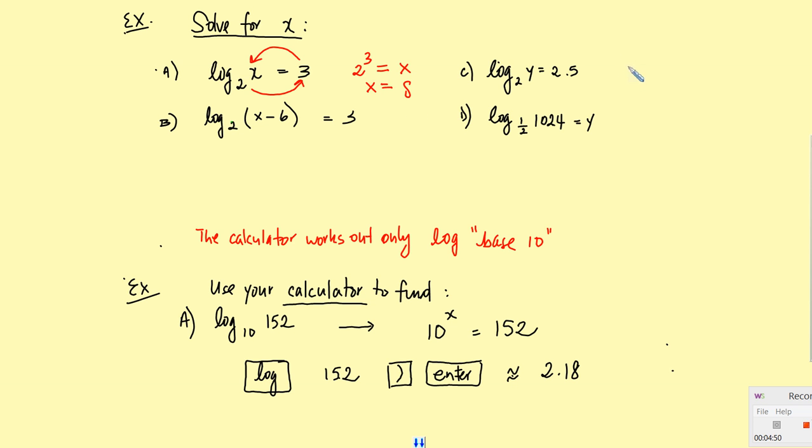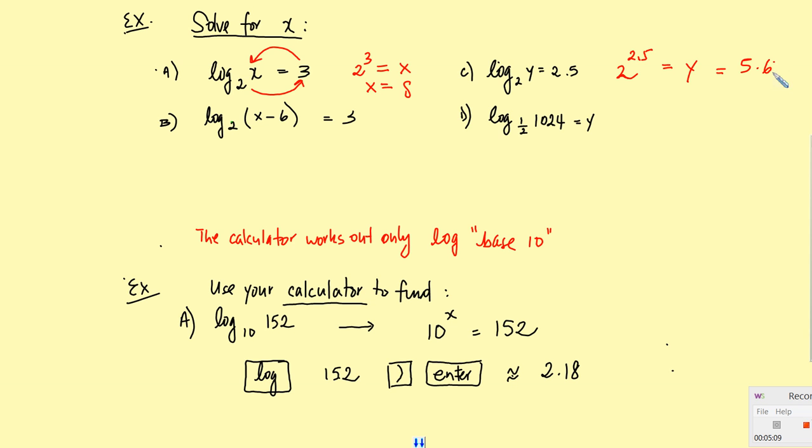And if I have 2 raised to the power of 2.5, that will equal y. And so I will just do 2 raised to the power of 2.5, and I get 5.68, or approximately 5.66.